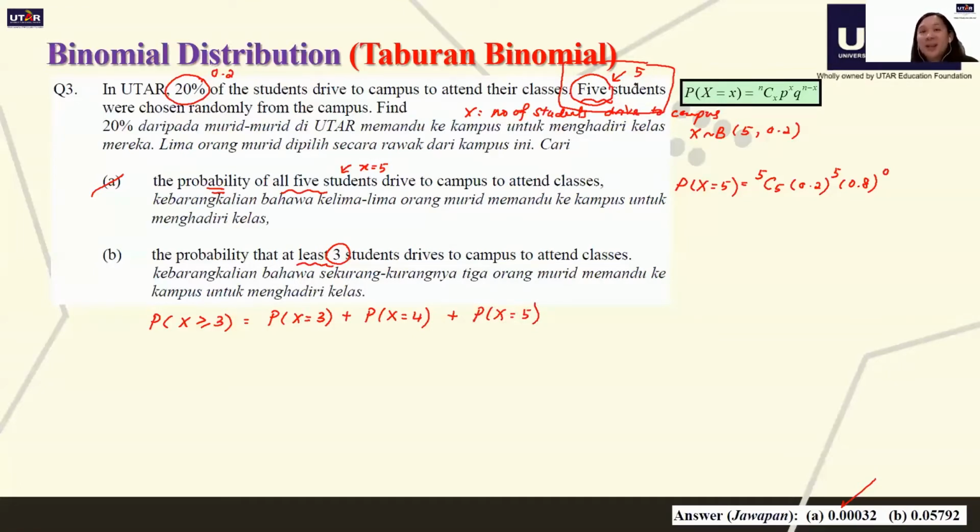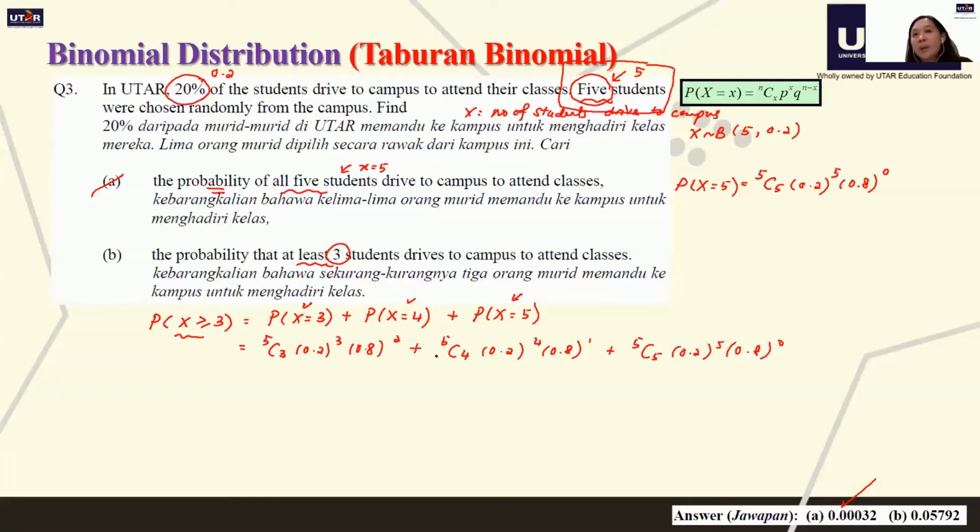So you can start counting from what you want from the question. The question says you want at least 3, right? So you start counting from 3, then you go to 4, then you go to 5. Maximum is stopped at 5. So you go with the formula again. For the probability, we have 5C3, then 0.2 to the power of 3, 0.8 to the power of 2. Then we continue, 5C4, 0.2 to the power of 4, then 0.8 to the power of 1, and the final one, 5C5, 0.2 to the power of 5, then 0.8 to the power of 0.